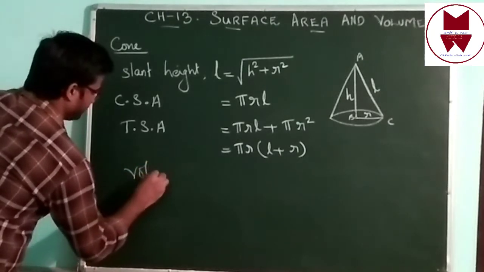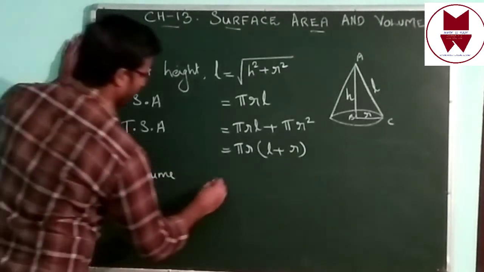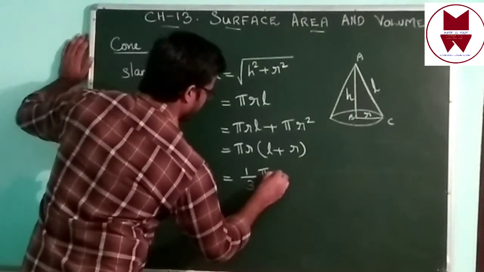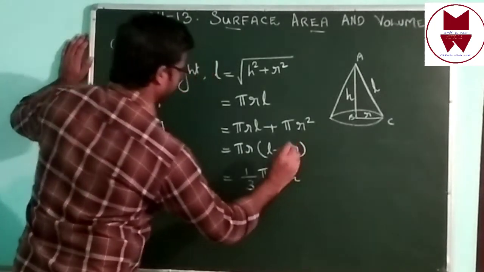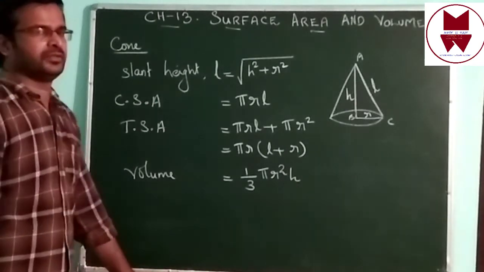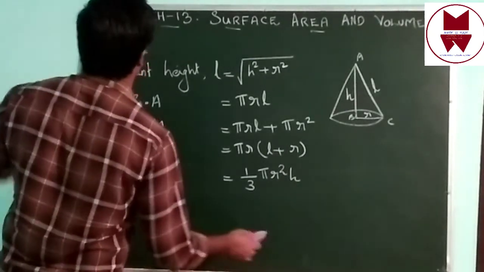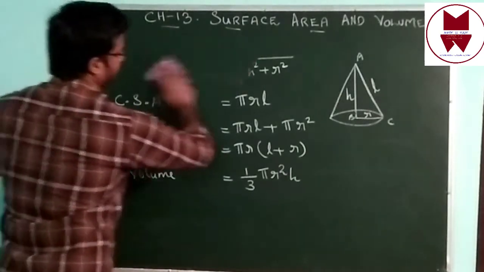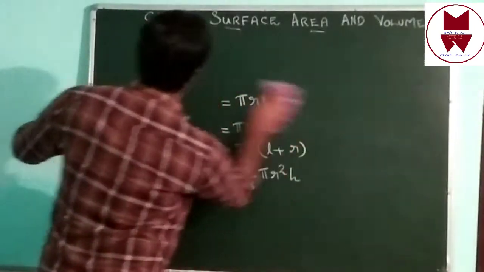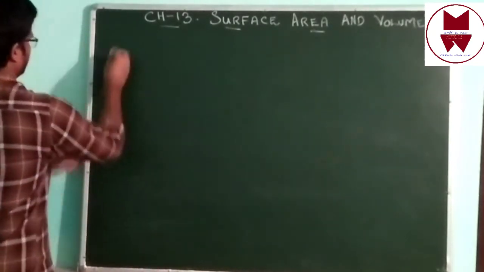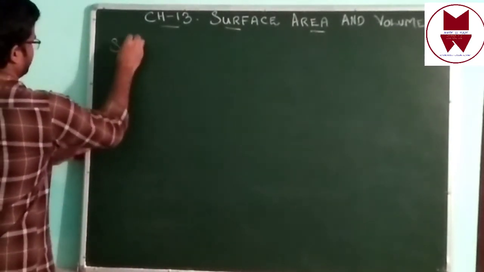Next, volume. Volume of cone is 1 by 3 pi r square h. Next, sphere.